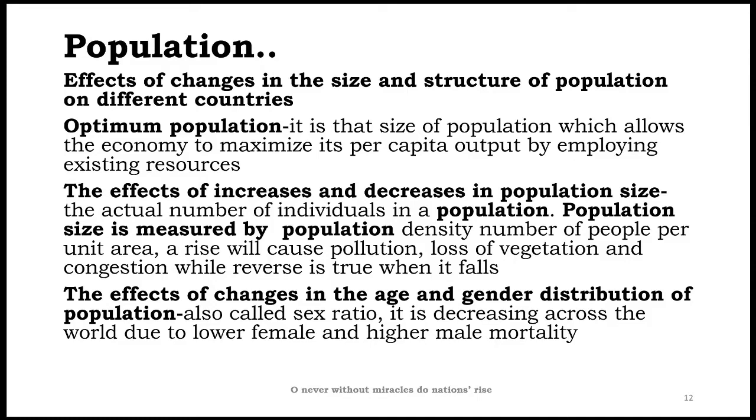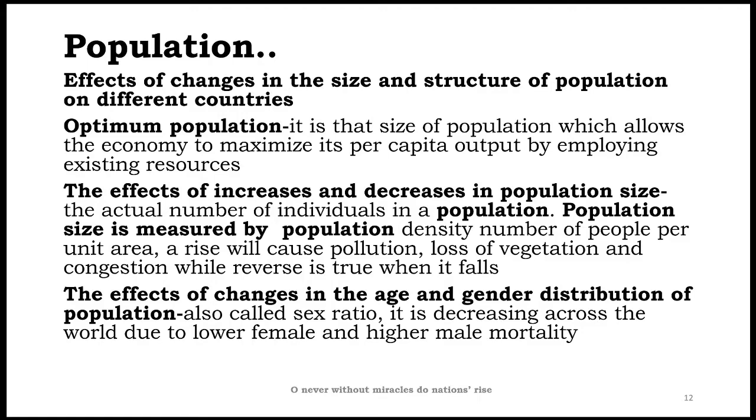Then effects of changes in the size and the structure of population on different countries. For this, we need to know, first of all, what is optimum population, or is there any population which is the most desirable? And that which is desirable, we call it optimum population, I mean the best possible. It is that size of population which allows the economy to maximize its per capita output by employing existing resources. It means a country is supposed to have enough number of people with which they can employ all the available resources to maximize their per capita income or output or per person output. So that population can be the optimum or the most desirable population.